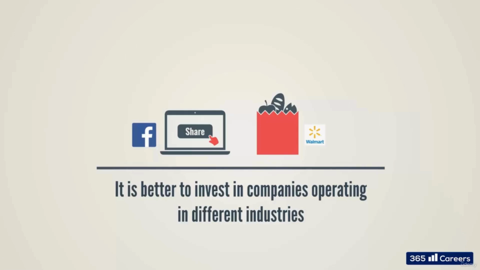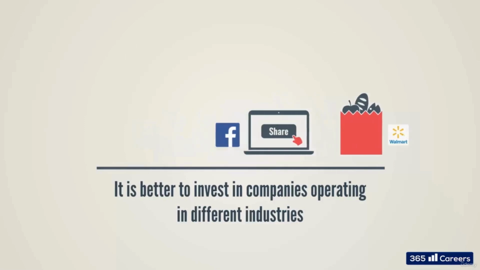If Walmart isn't performing as well as expected, you would still have your Facebook share, which operates in a different industry. By buying the shares of two companies operating in the same industry, your portfolio would have been exposed to an excessive risk for the same level of expected return.